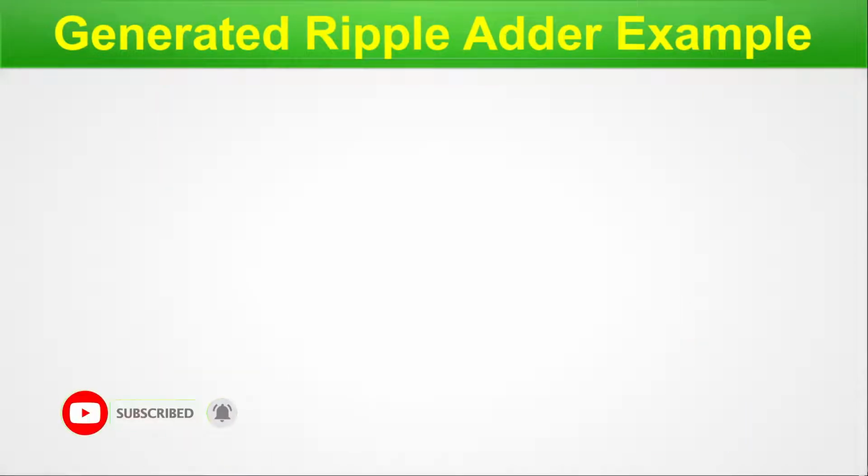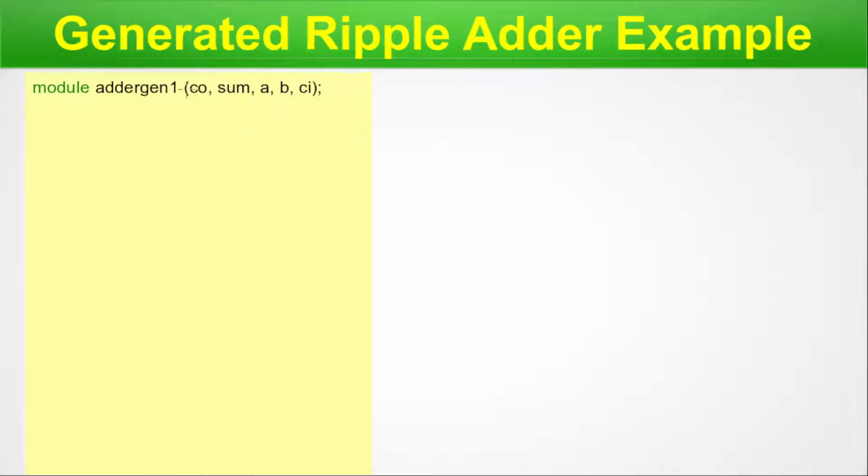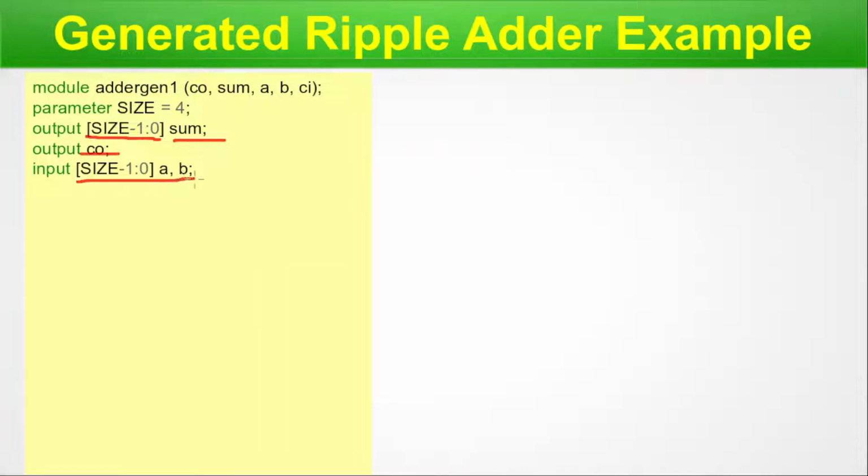Generated ripple adder example. Here we go with our code. Here we have the module adder_gen, and we have the ports CO, sum, A, B, CI. So this is carry out, this is carry in, and this is A, B, this is sum. Here we have the parameter size 4. We have the output [size-1:0] sum, and we have output CO. We have input [size-1:0] A, B, and we have input CI, and also we have wire [size:0] C.